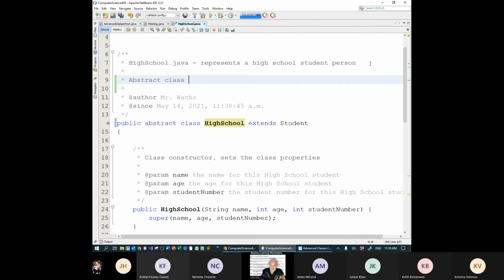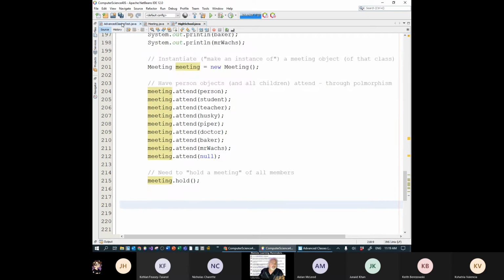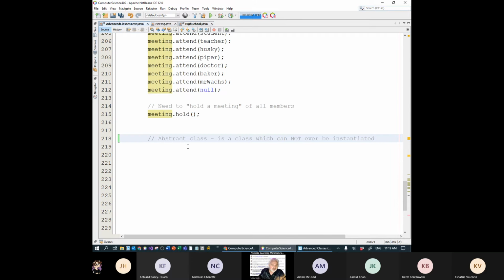Abstract is a class which can, oh, sorry guys, typing is a little off today, which can not ever be instantiated. Okay? So that's the first thing I'm going to say about that. And I'm going to test that by putting it into our testing class. I'm going to intentionally force an error here. Abstract classes cannot ever be instantiated.